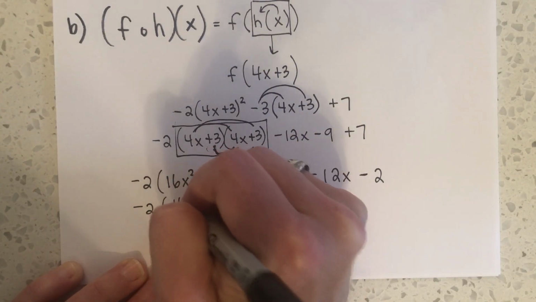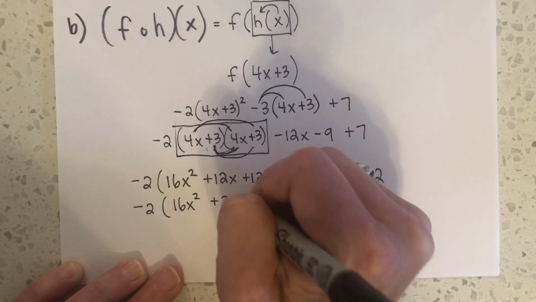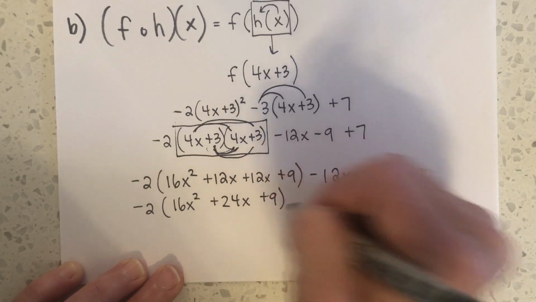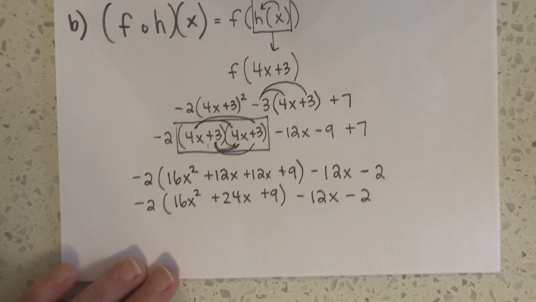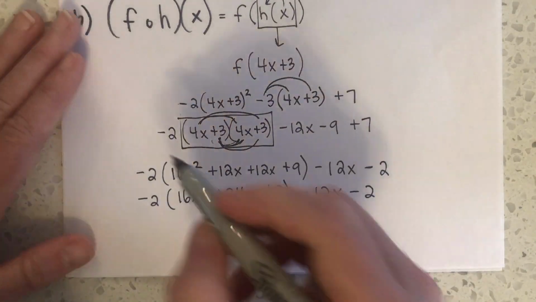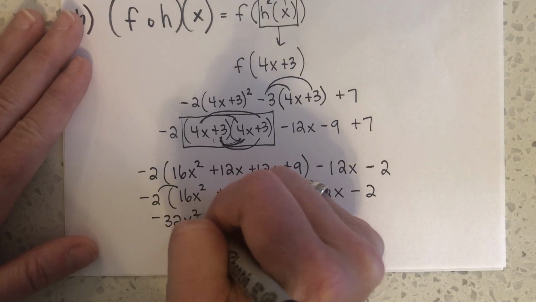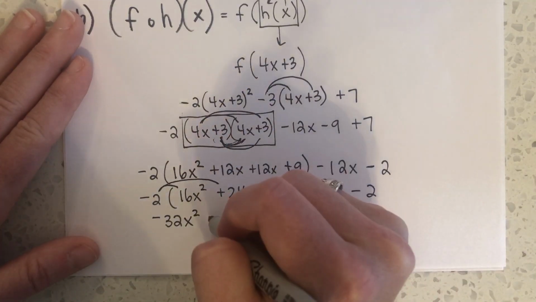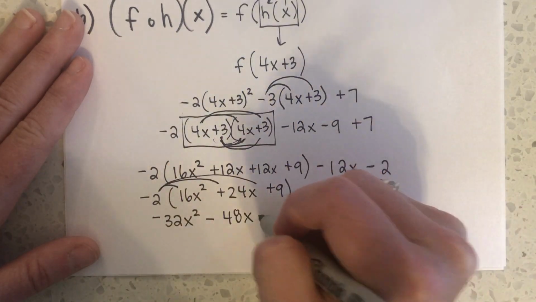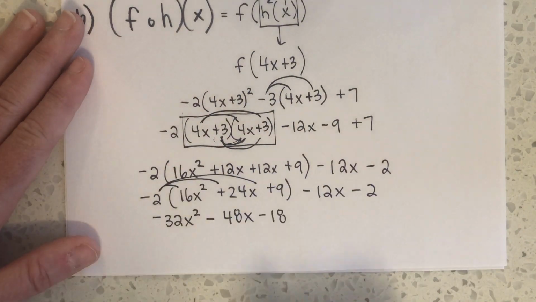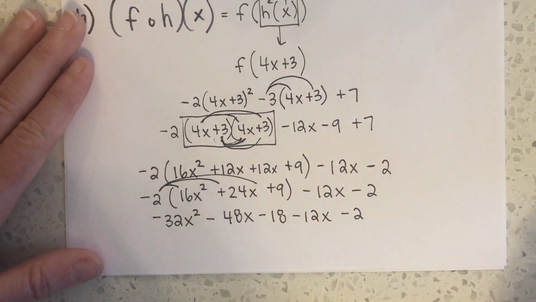So that's going to be 16x squared. 12x and 12x is really 24x's, and then bring down the plus 9. And then my minus 12x and my minus 2 just come along. All right, we should distribute our negative 2 now. So that's going to be negative 32x squared. That's going to be negative 48x, and then that's going to be minus 18. Negative 2 times positive 9. Bring down your minus 12x and your minus 2.